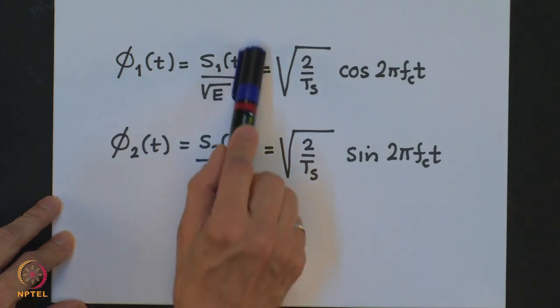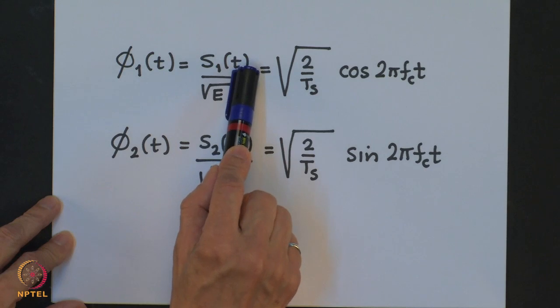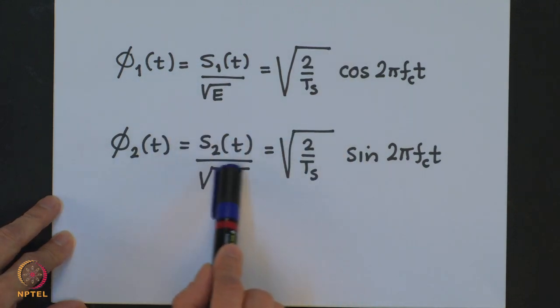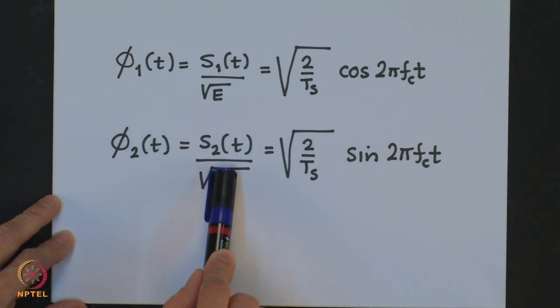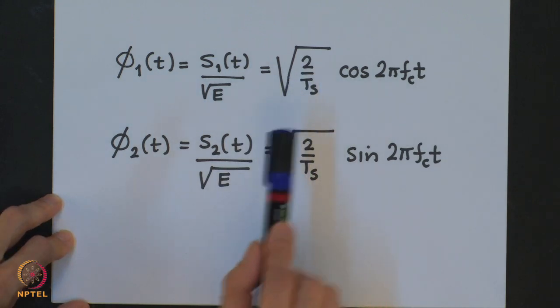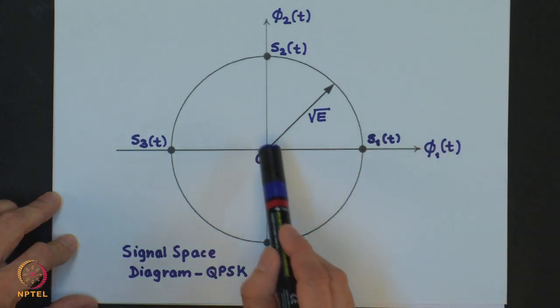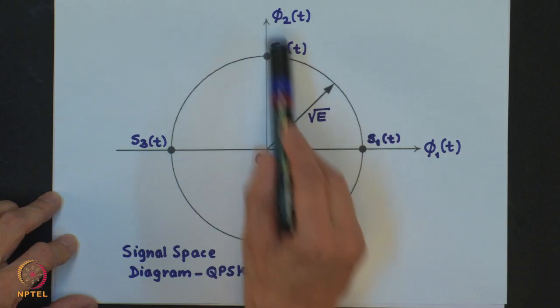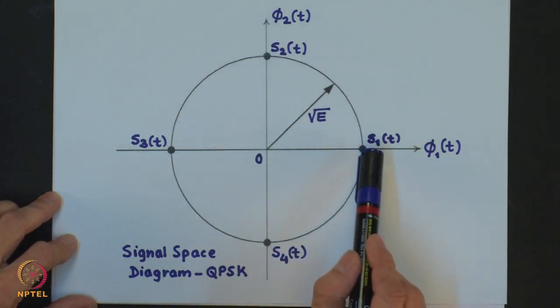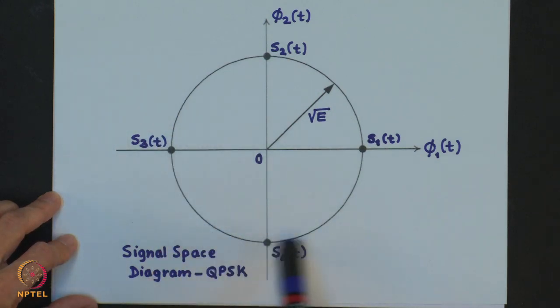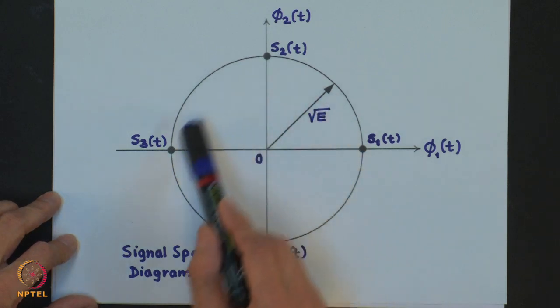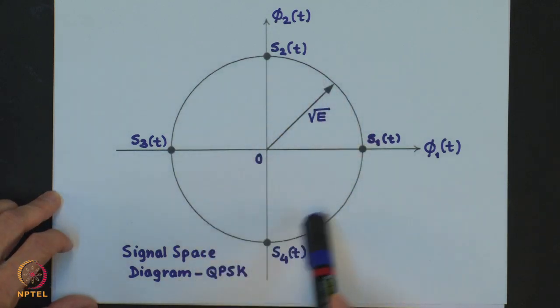Phi 1(t), which is the normalized version of the signal s1(t), and phi 2(t), which is the normalized version of the signal s2(t). Both of these signals are orthonormal. For this orthonormal basis and for the given message signal set, the signal constellation will be as shown in this figure. We have the phi 1(t) axis, phi 2(t) axis, and using these as your basis signals, s1(t), s2(t), s3(t), s4(t) can be represented as vectors in the signal space diagram. So, this is the signal constellation which we get for the QPSK signal.